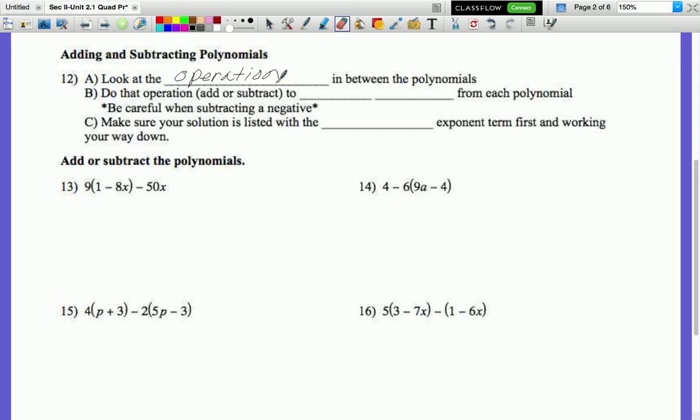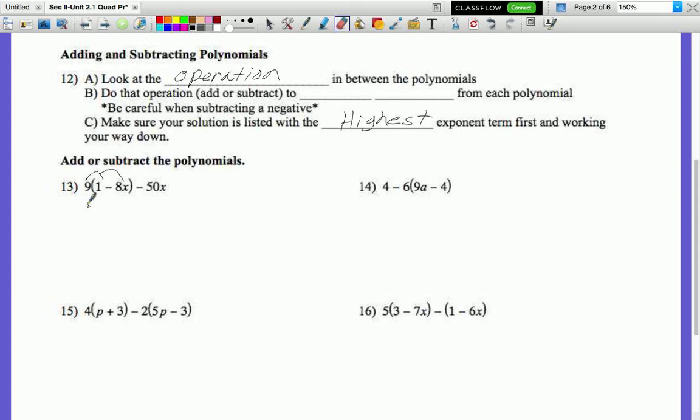So you do that operation and add or subtract to that polynomial. Make sure your solution is listed with the highest exponent first. Highest exponent term first and working your way down. So first off, 13. First step, we've got to distribute the 9 in.